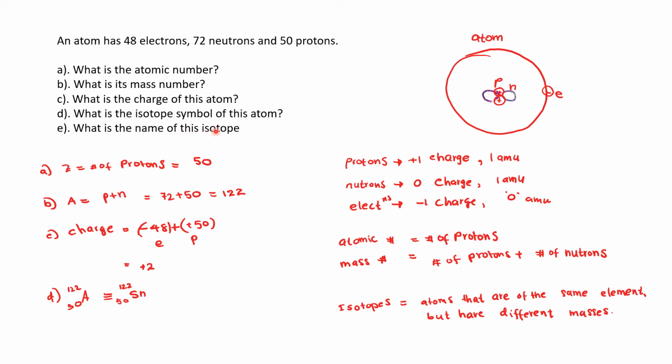What is the isotope symbol of this atom? If you say your atom is A, you are going to write it down as 50 in the bottom, that is your atomic number, and 122 in the top, that is your mass number. And if you go to your periodic table, you will find 50. That means it is tin. So, what is the name of this isotope? You can call it tin 122.